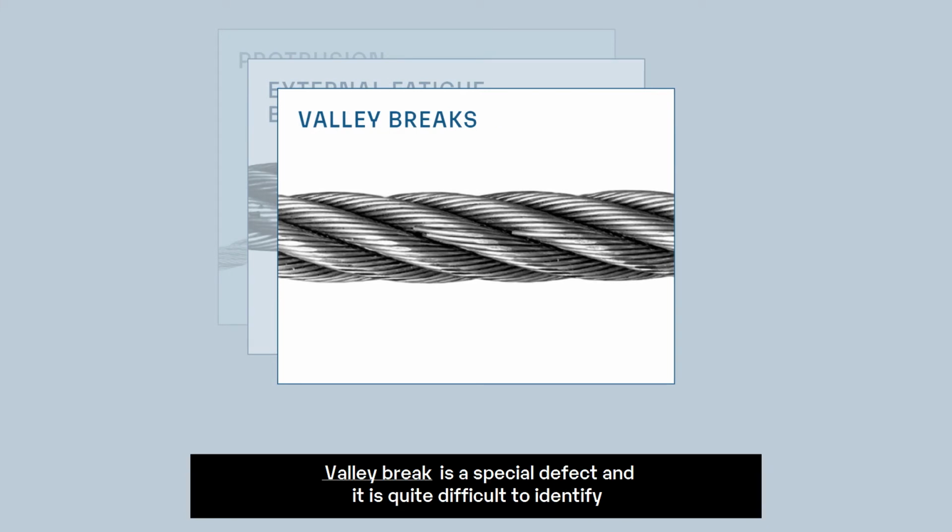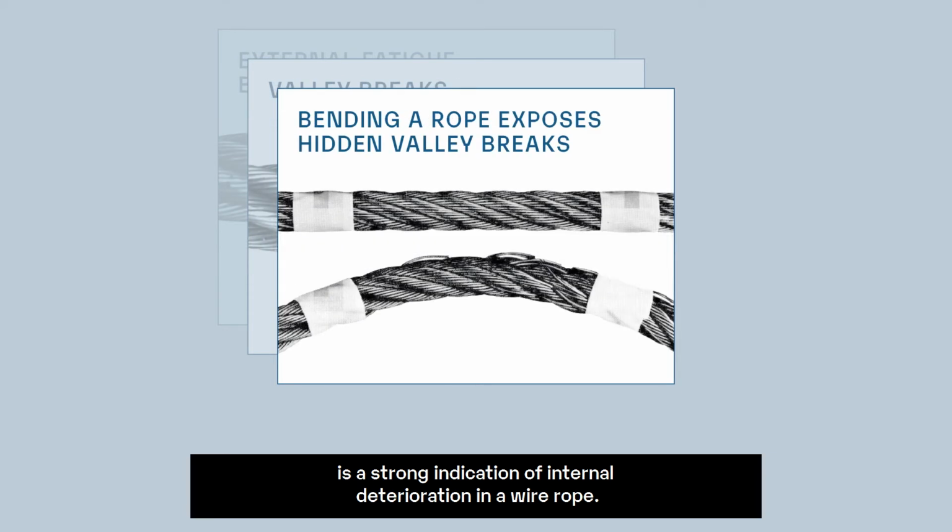Valley break is a special defect and it is quite difficult to identify because the break point is usually located in the valley region between the strands. Valley wire breaks typically occur due to interstrand nicking, derived from the forces between strands while the rope is under bending load, during spooling and when running over sheaves. This phenomenon is usually very dangerous because the presence of valley wire breaks is a strong indication of internal deterioration in a wire rope. Flexing the rope exposes hidden broken wires, and while doing that, you may hear cracking sounds from the inside of the rope.